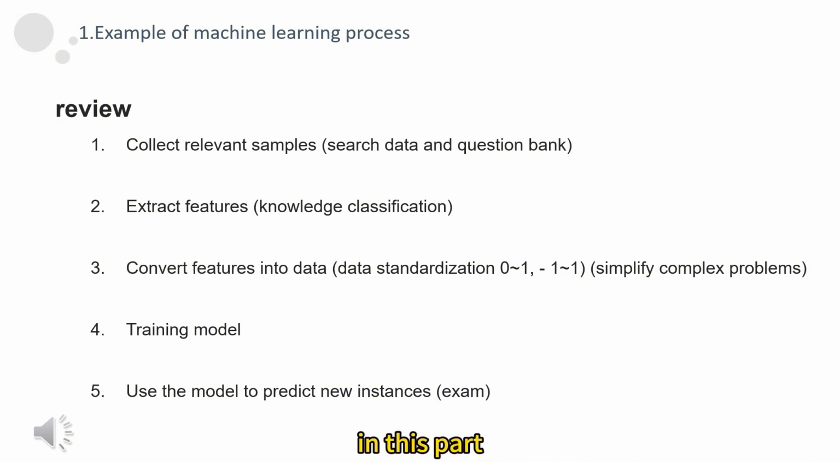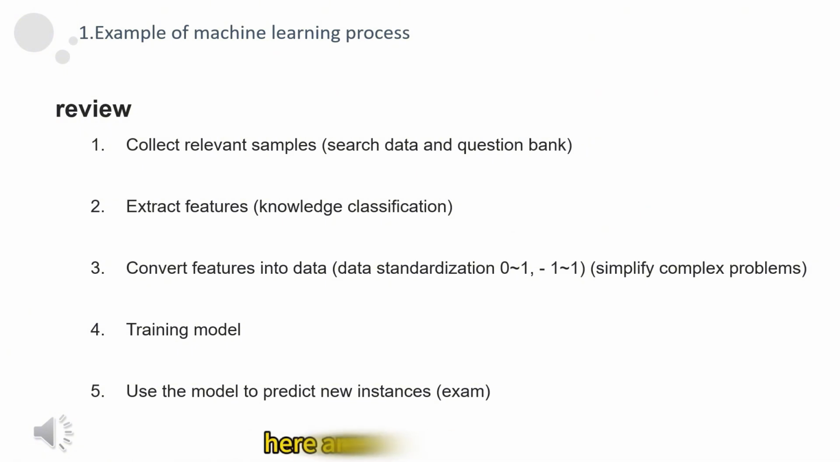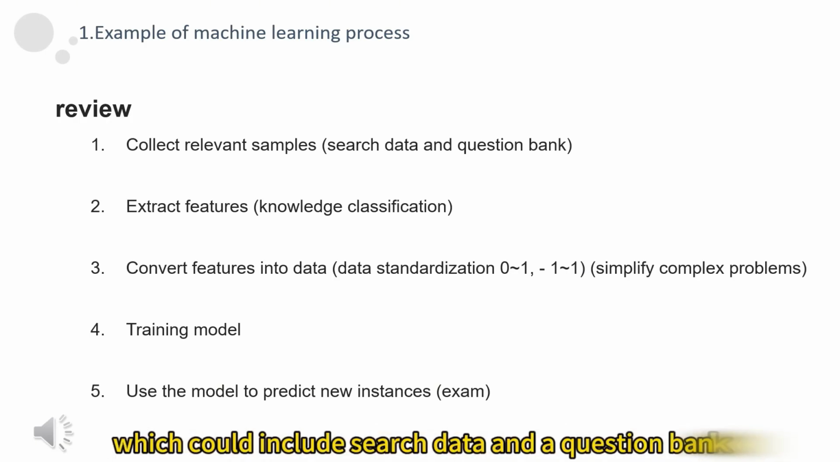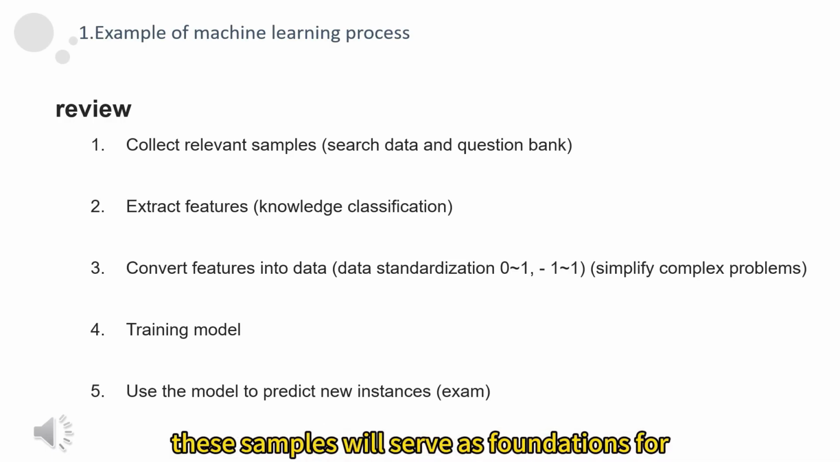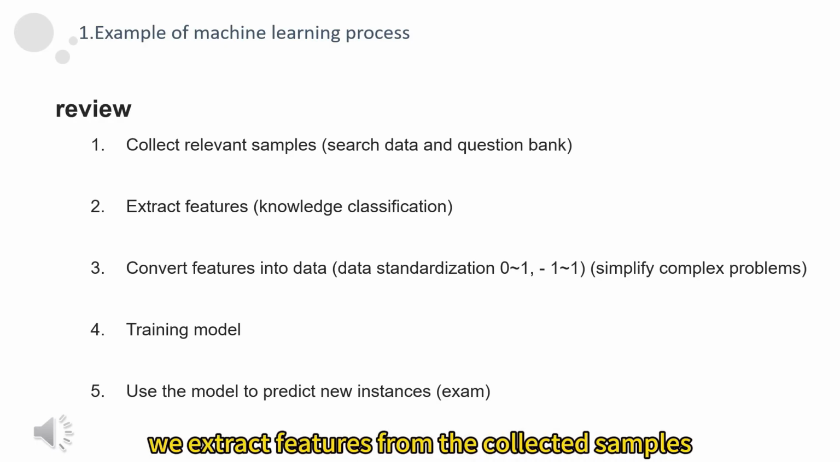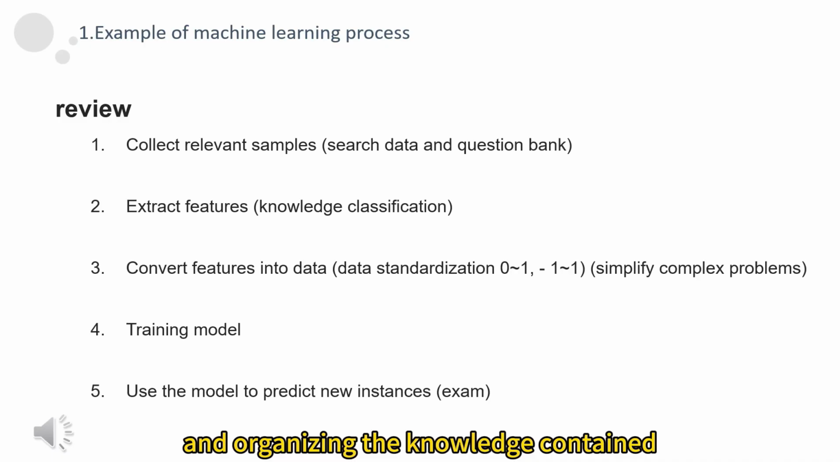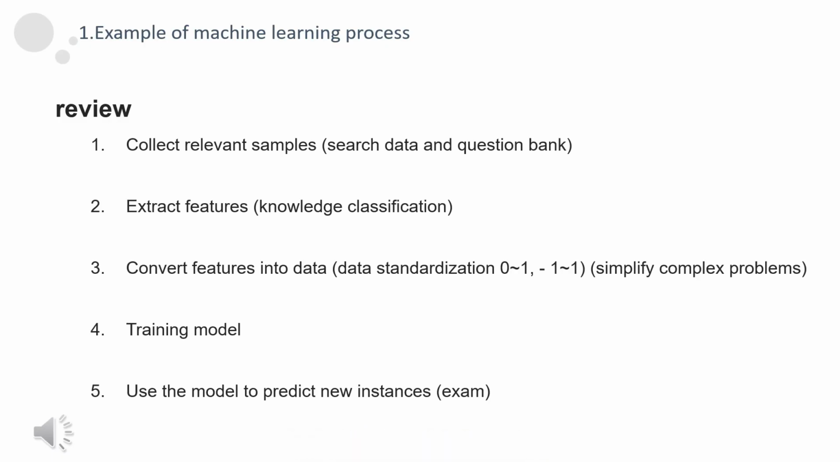In this part, we'll be looking at an example of the machine learning process. Here are the steps involved. First, we collect relevant samples, which could include search data and a question bank. These samples will serve as foundations for our learning process. Next, we extract features from the collected samples. This involves classifying and organizing the knowledge contained within the samples.